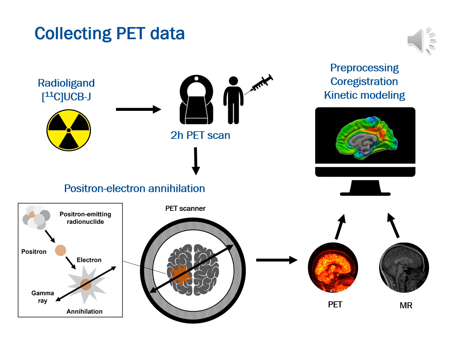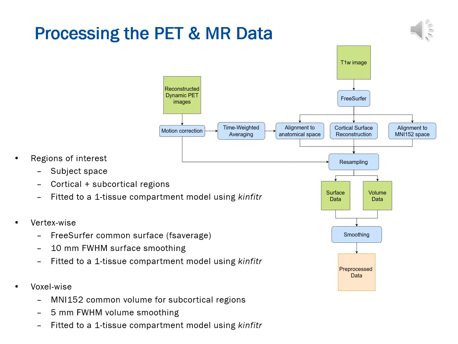In our study, we scanned for 2 hours with a high-resolution research tomograph PET scanner, which has a point spread function of 1.4 millimeters in the center of the field of view. From the recorded data, 3D dynamic frames are reconstructed and further pre-processed and used for quantification. In addition to the PET image, we also acquired a T1 weighted image from a 3 Tesla MR scanner to provide additional anatomical information. Here is an overview of the preprocessing approach used for the PET and MR data.